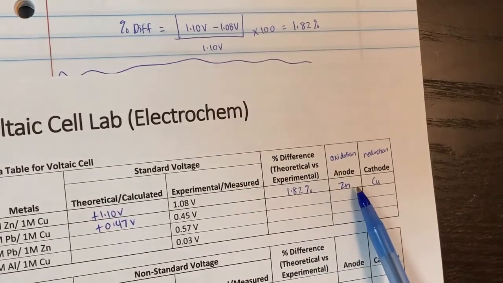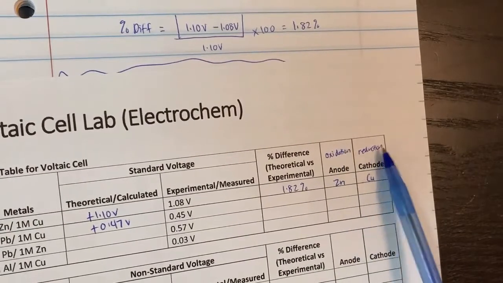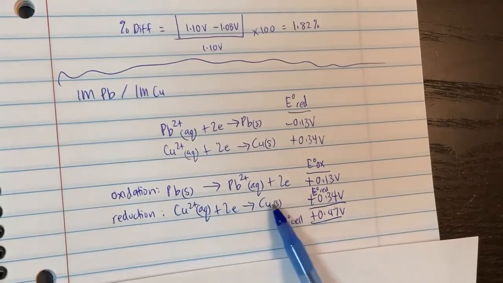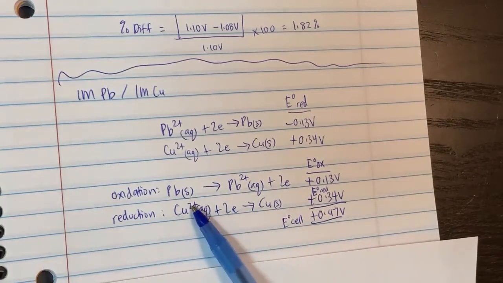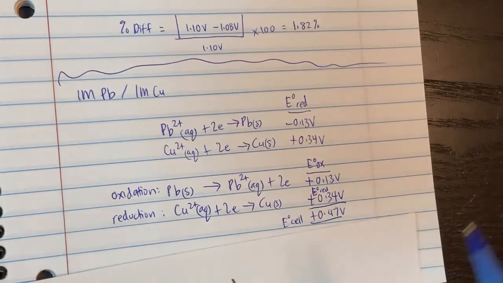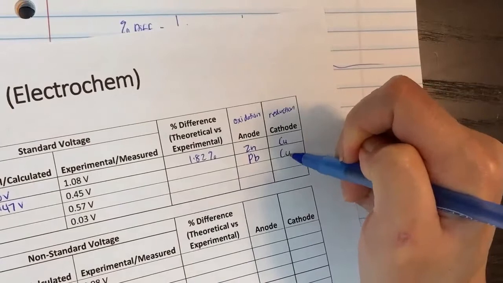So let's take a look at who's your anode and cathode. Remember, anode is where oxidation is, cathode is where reduction is. So who's being oxidized? In this case, it would be lead solid. Who's being reduced? Basically, copper is being reduced. So the copper solid would be my cathode. Okay, so anode will be Pb, cathode will be Cu.